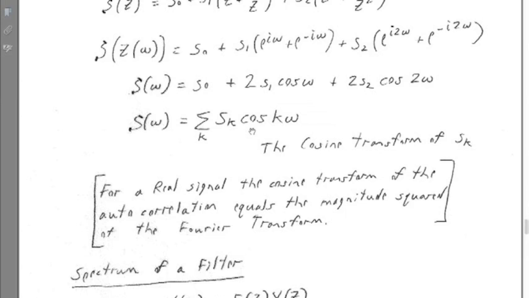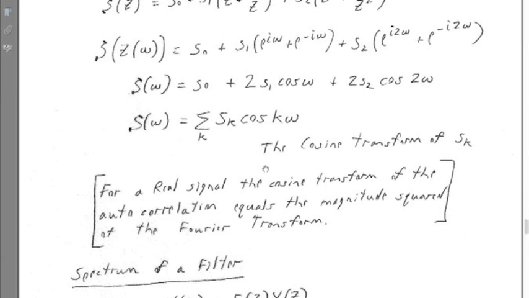Remember the formula for a discrete Fourier transform. This was the cosine part that works on the real data. S of k, the spectral component, being an autocorrelation of real data, and by that I mean not complex data but real data, is a real number. So the only thing in here is a cosine transform. There's no imaginary part to this spectrum. The spectrum is all real, and it's just the cosine transform of the autocorrelation. Okay?